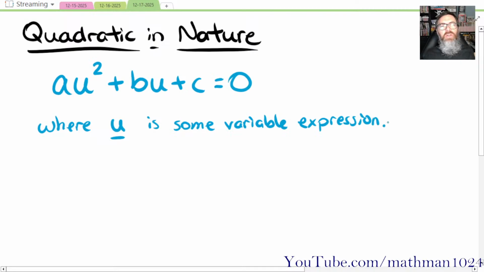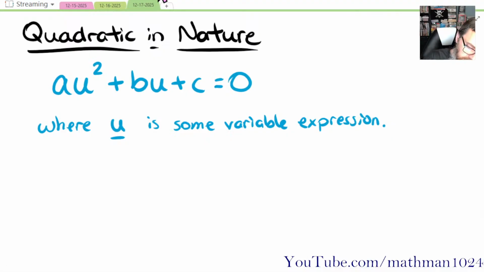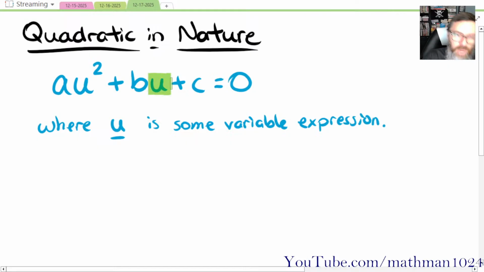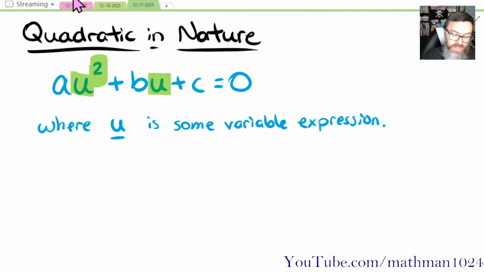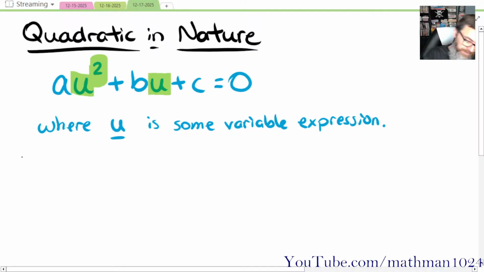The key thing here is noticing that you're going to have a constant term just like a normal quadratic, and then you're going to have this guy right here. You're going to have some variable expression, and you're going to have that same variable expression here, but it's now going to have double the power. Now, some of these equations that are quadratic in nature are fairly simple, and you can just factor them. There's not a whole lot to them.